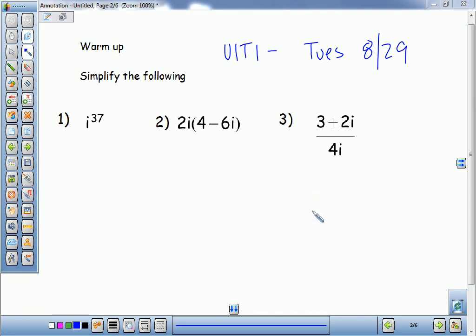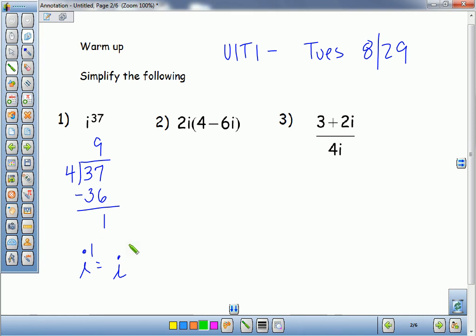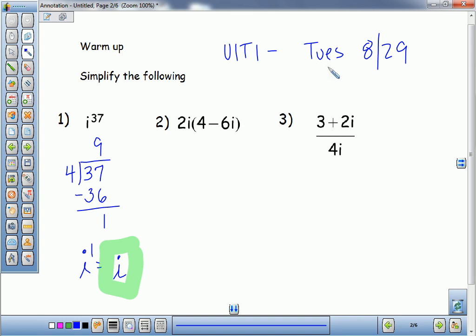So if you will hit pause, take a moment, and work these out. Then when you're ready to see the answers, press play. Okay, so let's talk about the first one. What we would do is think about how many times 4 goes into 37. We don't really care. What we care about, though, is the remainder. There's 1 left over. So i to the 37th is equivalent to i to the first power, which is just i. And this is what we would be looking for as a correct answer on your test, Tuesday, August 29th.